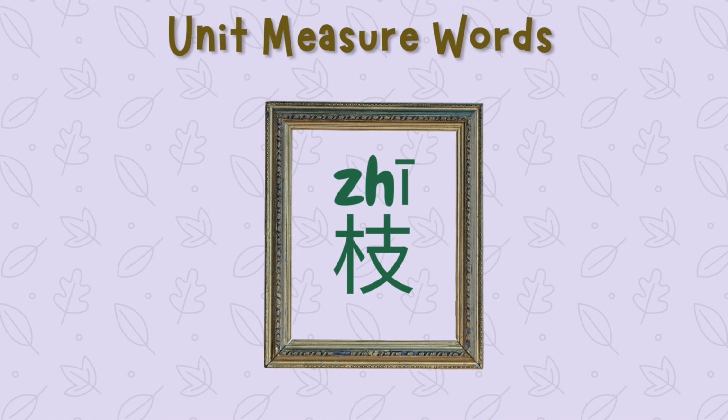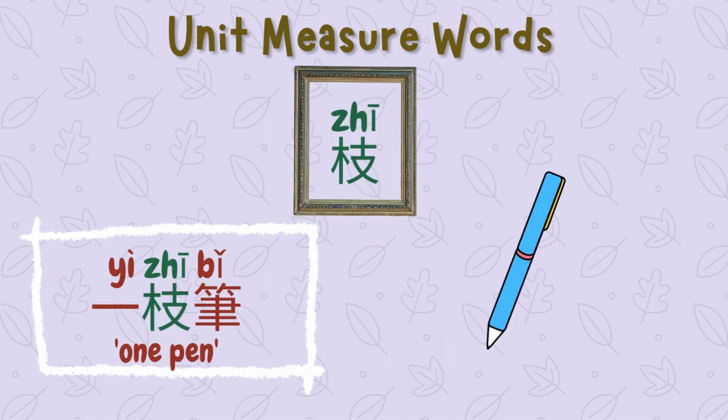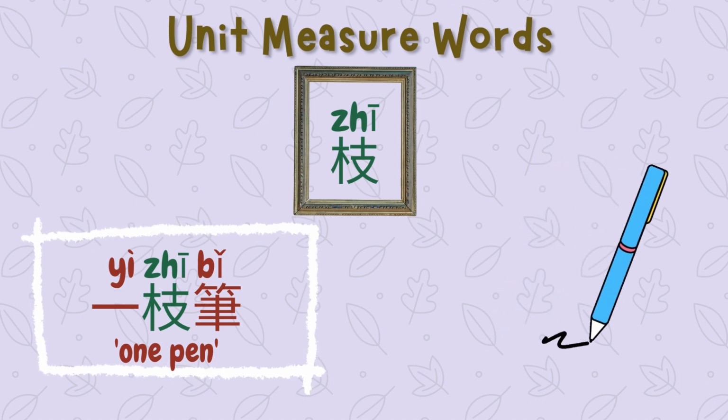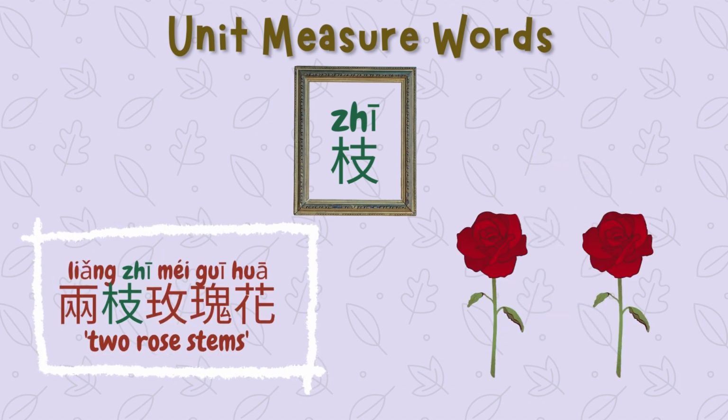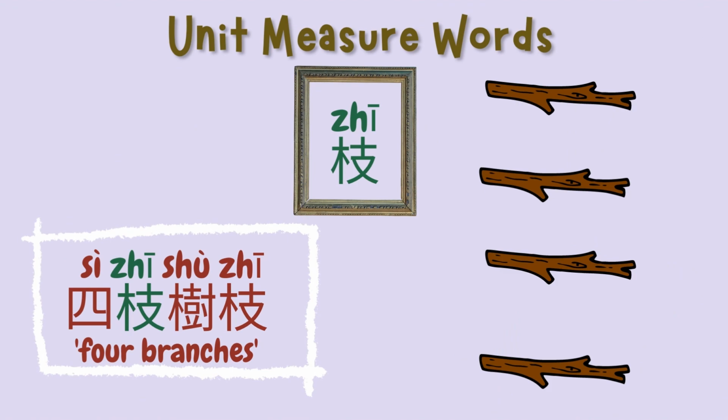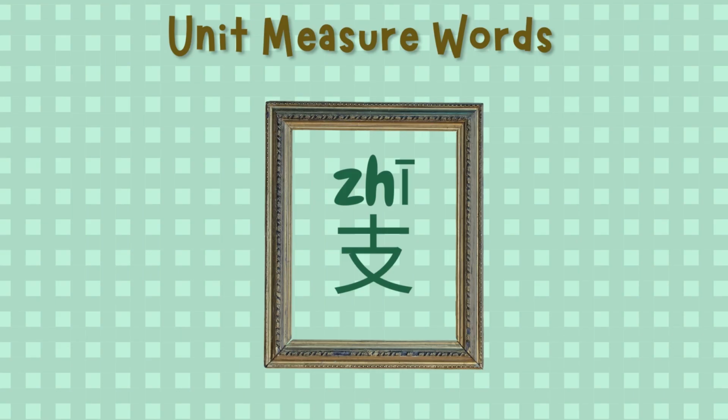The measure word 枝 is used to count long, thin, and straight objects, such as branches, pens, pencils, chopsticks, and cigarettes. 一支笔 one pen, 两支玫瑰花 two rose stems, 三支竹子 three bamboo branches, 四支树枝 four branches.